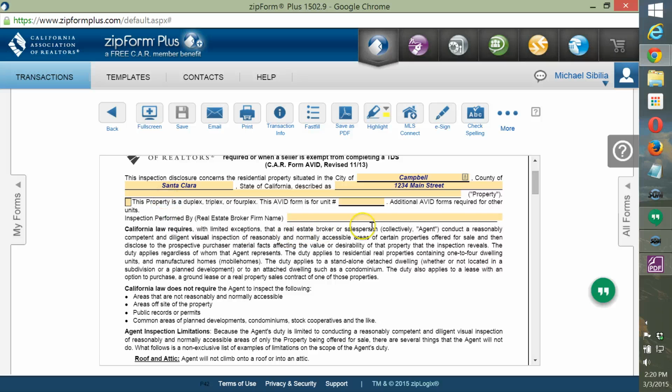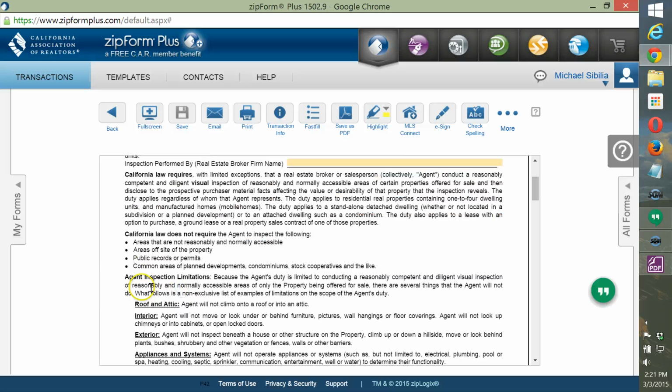So it requires, with limited exception, to conduct a reasonably competent visual inspection of reasonably and normally accessible areas of certain properties offered for sale, and then disclose to the prospective purchaser material facts affecting the value. Material fact is anything that would affect the value or desirability of the property. Anything. That the inspection reveals. The duty applies regardless of whom the agent represents. It applies to residential dwellings containing 1 to 4 units, manufactured homes, standalone, detached, and leases. It does not require you to inspect areas that are not reasonably and normally accessible.